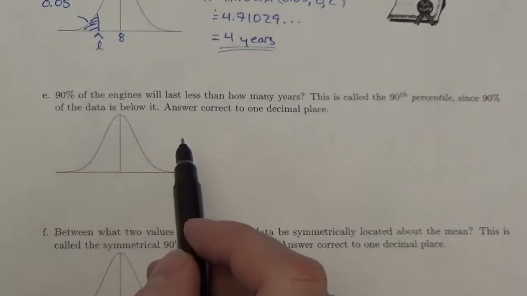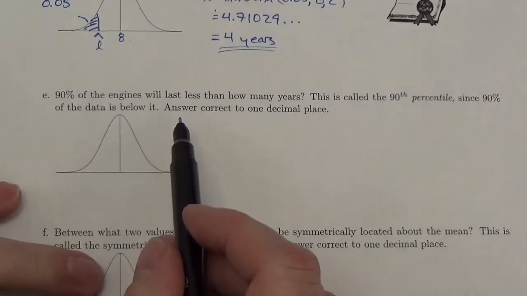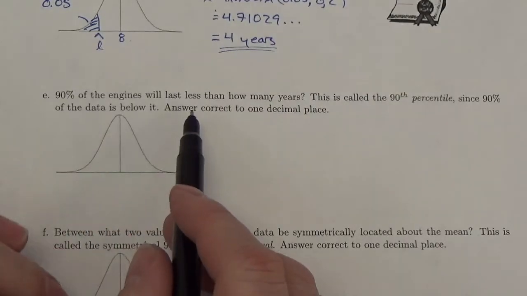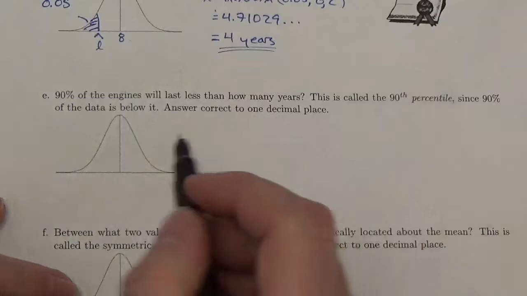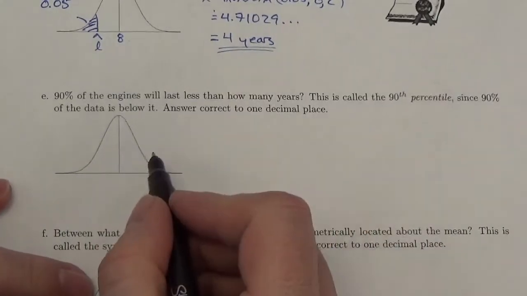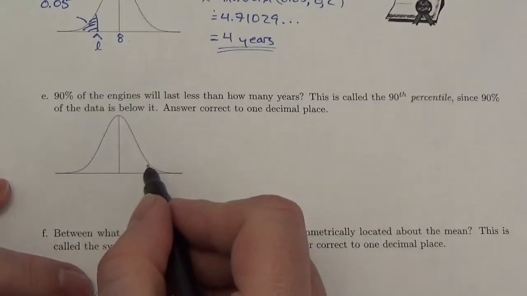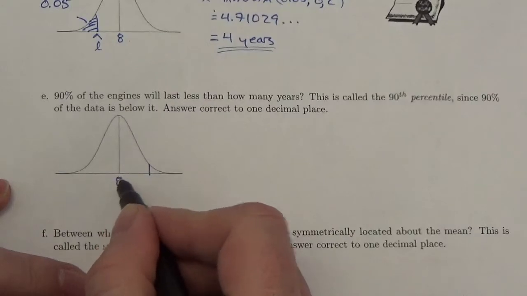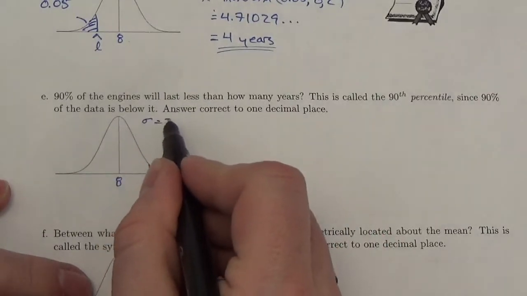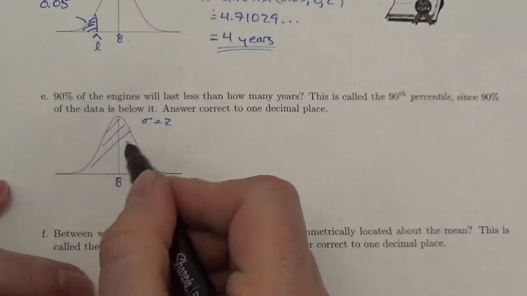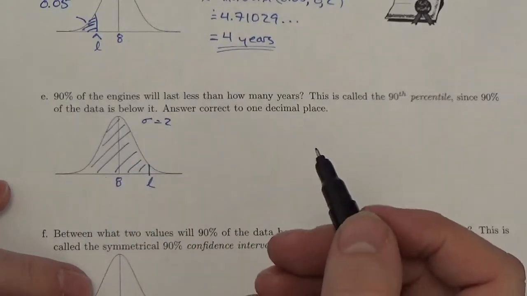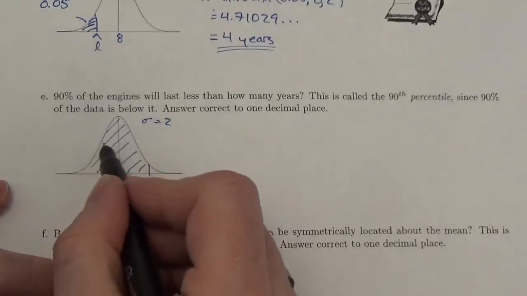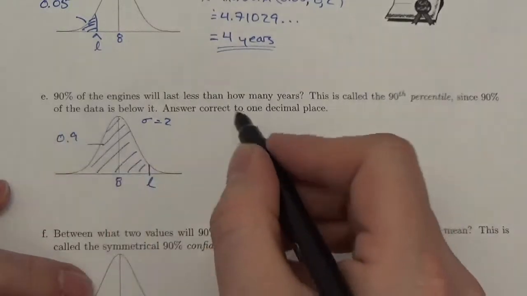The next one. 90% of the engines will last less than how many years? This is called the 90th percentile since 90% of the data is below it. So we'll answer it correct to one decimal place. So here we go. We're going to drop this line here. Our mean is 8. Our standard deviation again is 2. I'm looking for this value right here. We'll call that L again for lifespan, where this area is going to be 0.9.